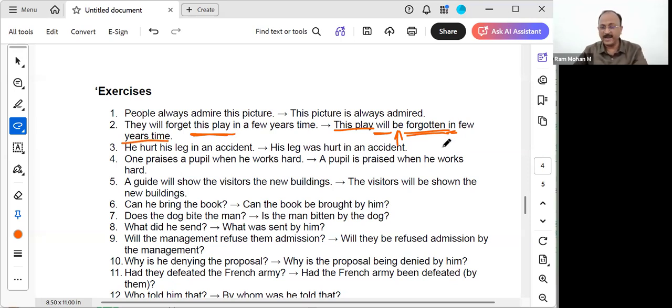He hurt his leg in an accident. So his leg is the subject. His leg, past tense is there. Hurt, correct? No. So "was" will come. His leg was hurt. Hurt only. Present, past, past participle, all are hurt only. His leg was hurt. Where? In an accident. Correct? No.